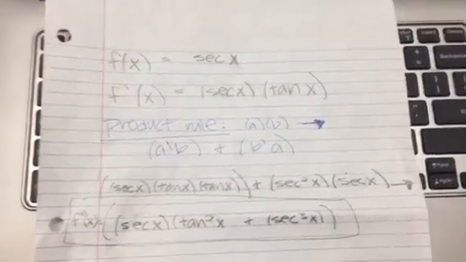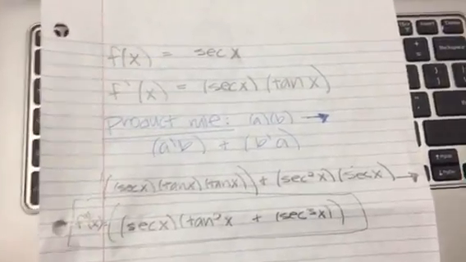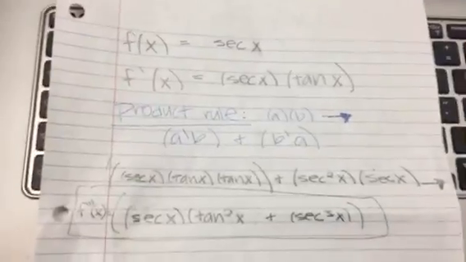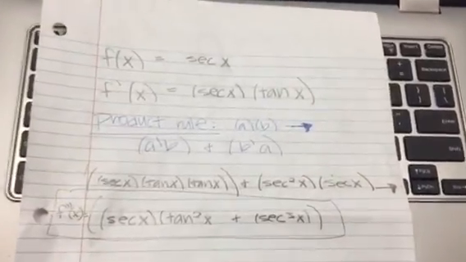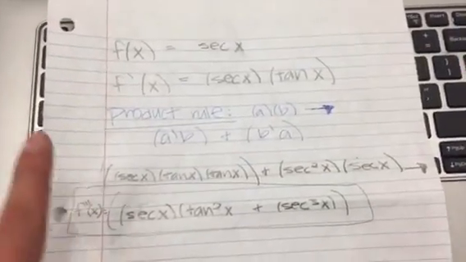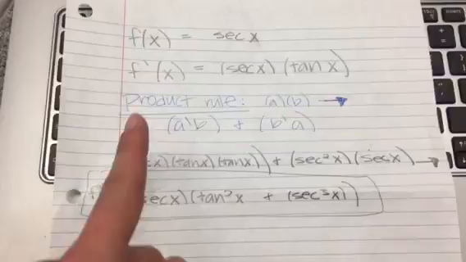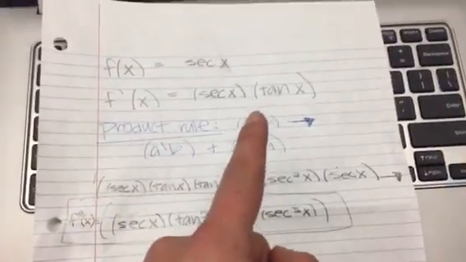So this is Erin and Paige's project for term 3. The original function was f of x equals secant x, and we're supposed to find the second derivative of that. To do that, first we found the first derivative, which is f prime x equals secant x times tan x.